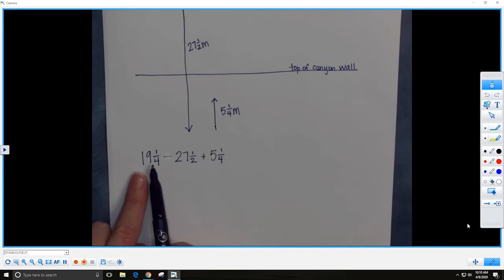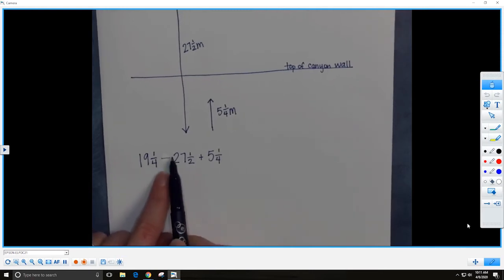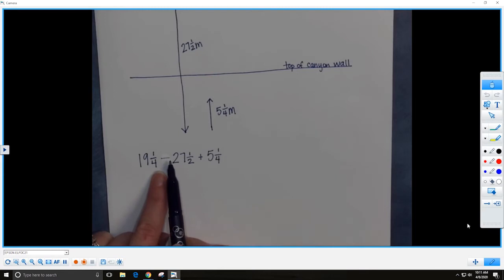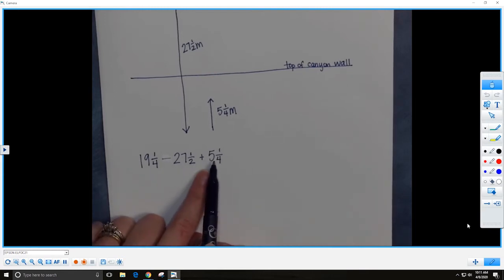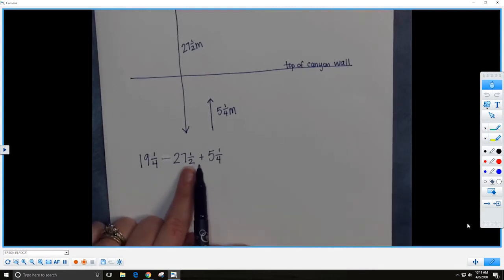So the helicopter started out 19 1/4 meters above the top of the canyon wall. That's why it's positive. It went down 27 1/2 meters. That's why we've used subtraction. And then it went up 5 1/4 meters. So we've used addition. So what would our answer be? You go ahead and work out the problem, and then I'll work the problem out and we can compare answers.